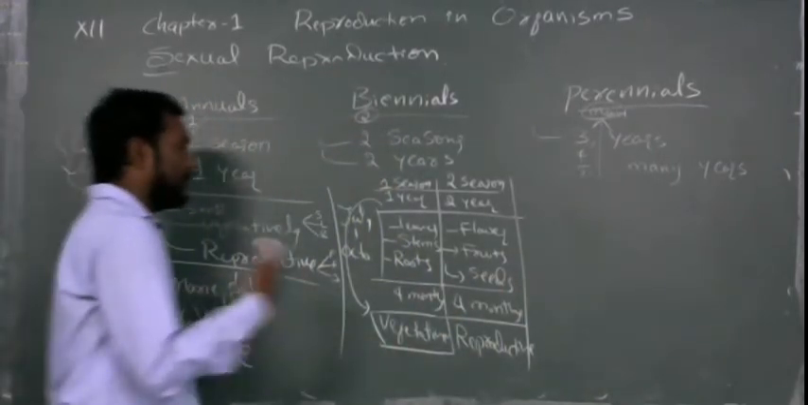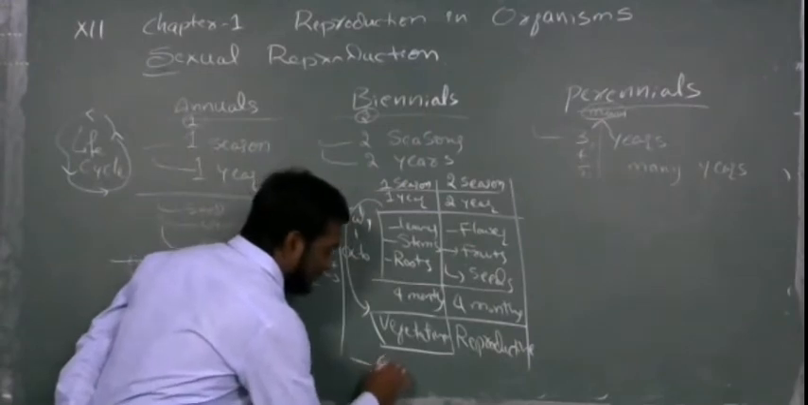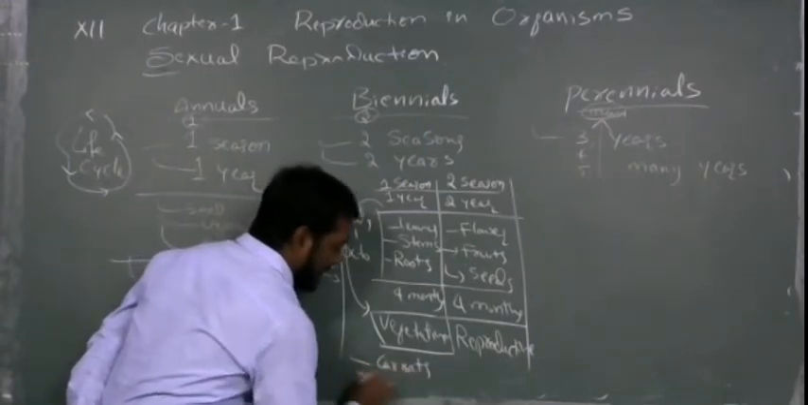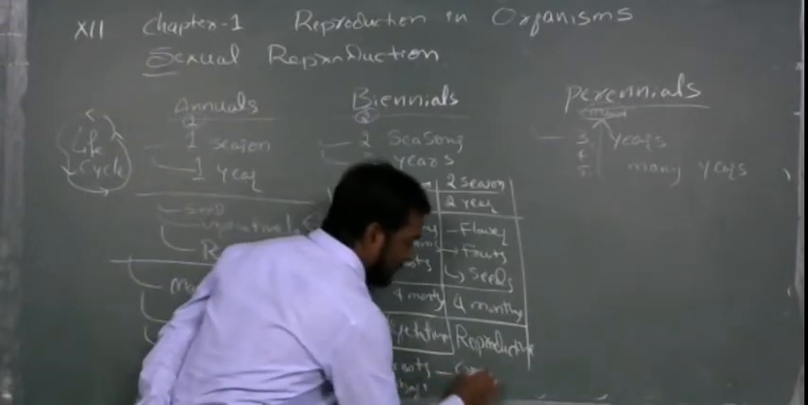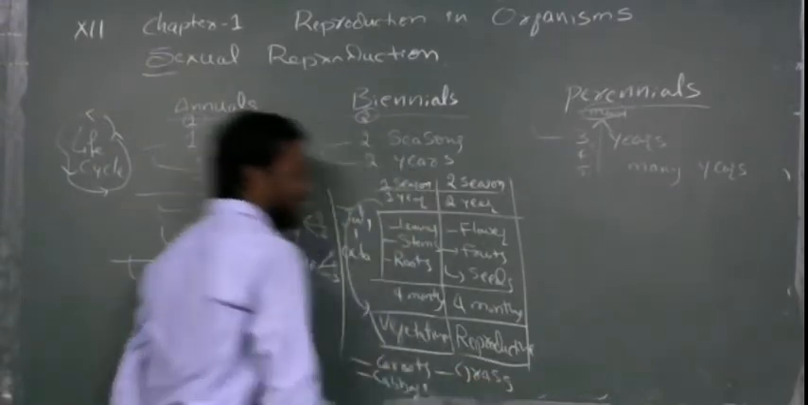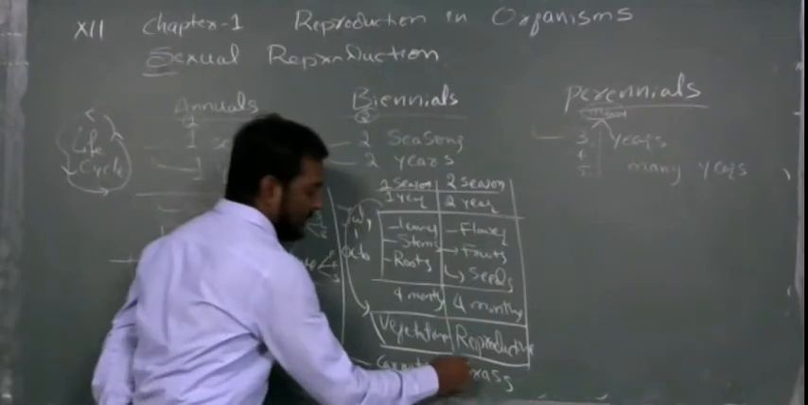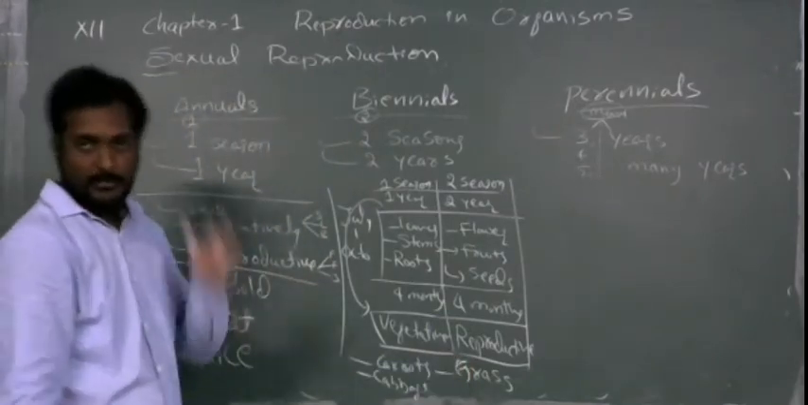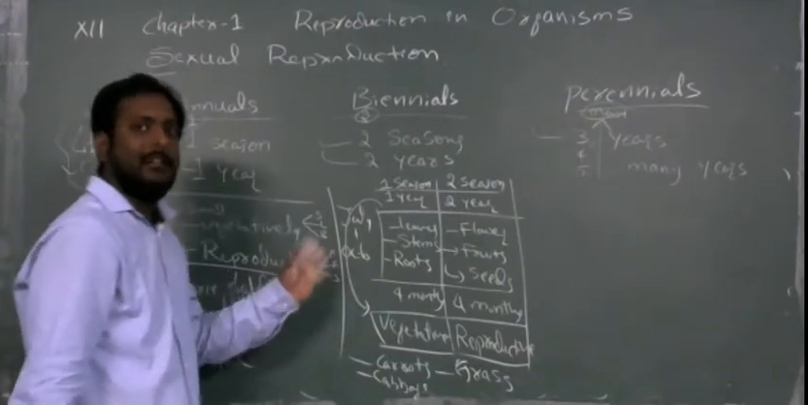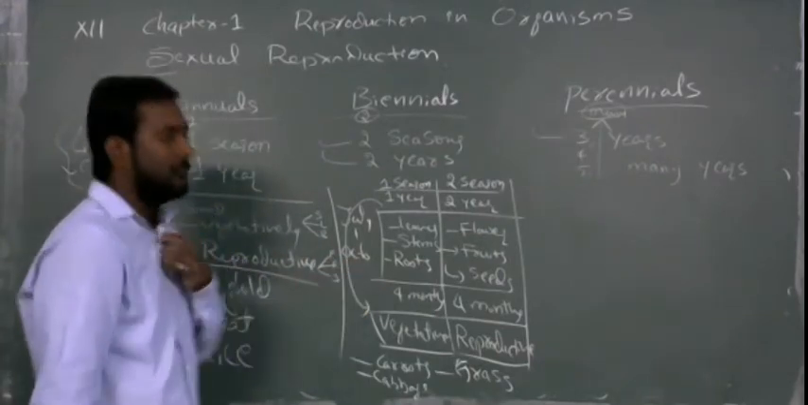What are examples for this? Some types of carrots, cabbage, and grasses, mostly grasses. This is about the biennials. Clear? Here we can see the phases clearly.